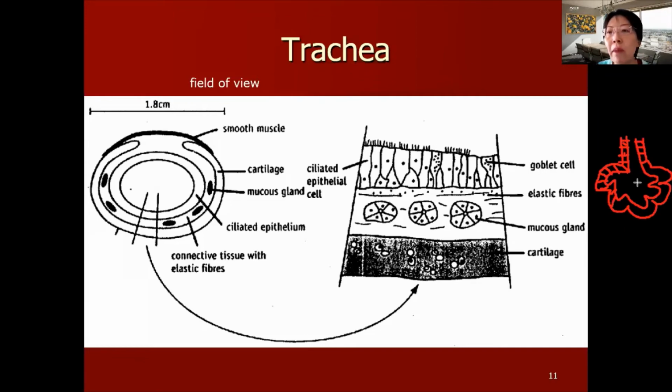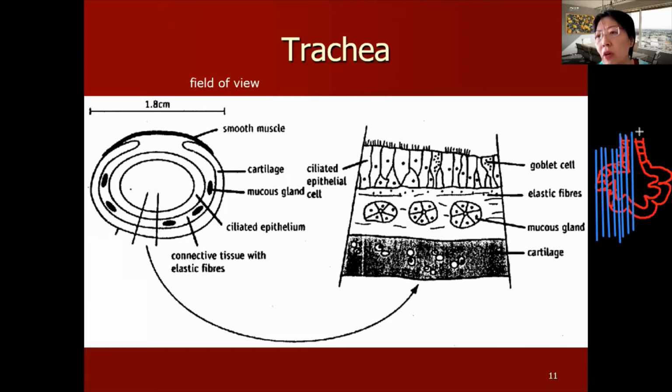Okay? So you might be making your section here. If you make your section here, you cannot see the duct already, right? You make the section here, so you cannot see the duct. You see, there are so many sections out of this mucous gland that you will not be able to see the duct. Only those sections in the middle, you can see the duct. You see?